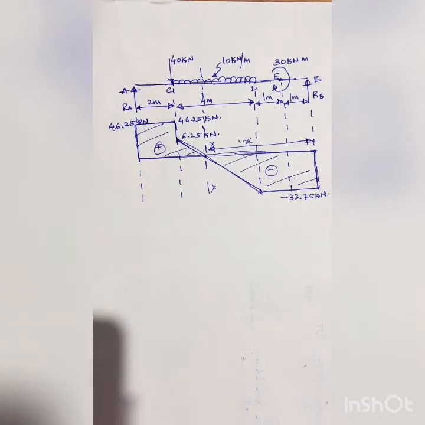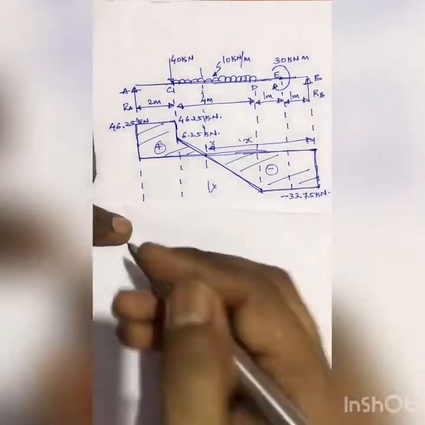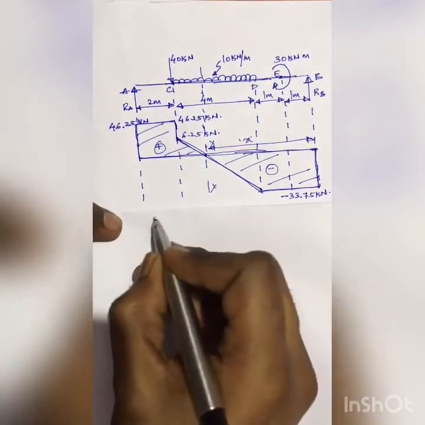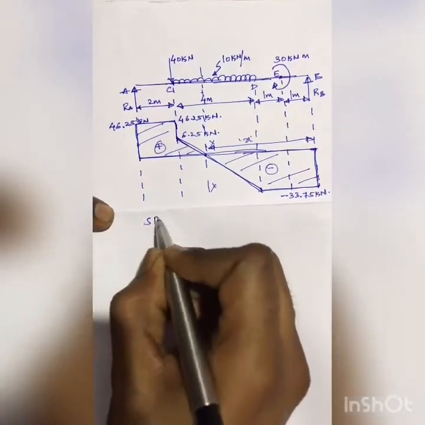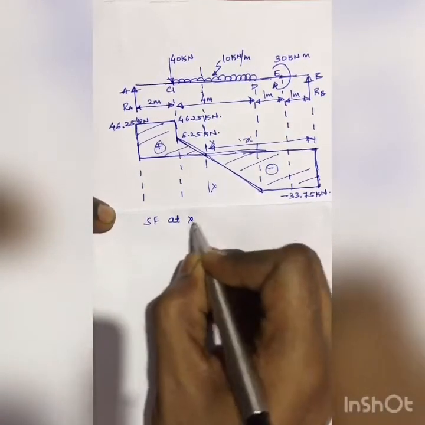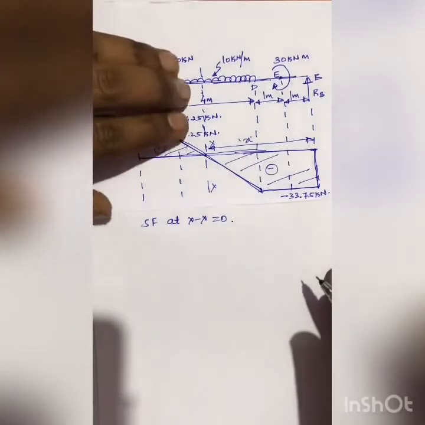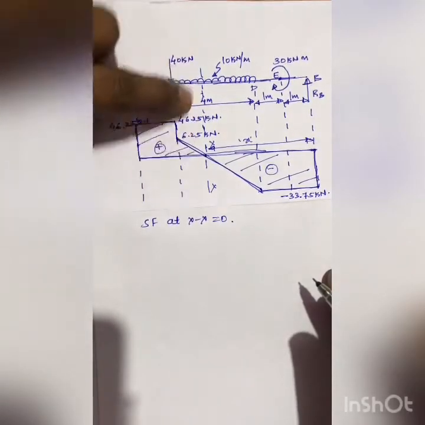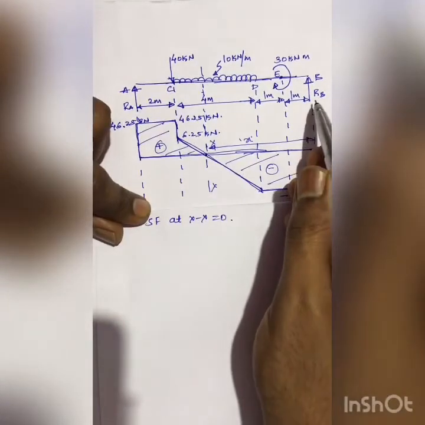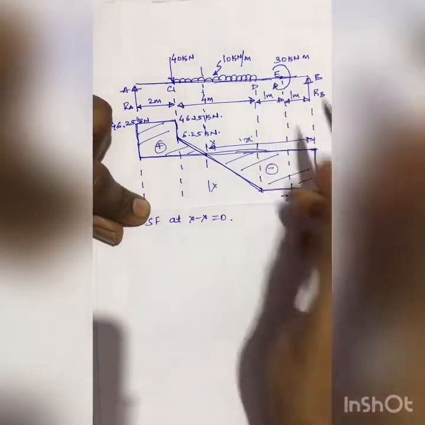We know that shear force at XX is 0. That is, I'll write it down: SF, shear force at XX is equal to 0. Now what I'll do is consider the shear force at this section XX due to all the forces that are acting towards the right side of this.